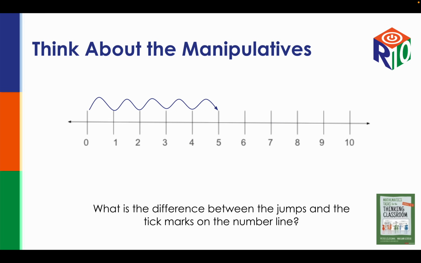So one way that we can use manipulatives is to think about the manipulatives. We would not be able to think if we did not have that number line in front of us. The number line gives us something to think about. So an example of that might be this question here: what's the difference between the jumps and the tick marks on the number line? You might call them tick marks, you might call them hash marks, just the lines and the points on the number line. So take a minute and think about what a learner in the elementary classroom might say about this.